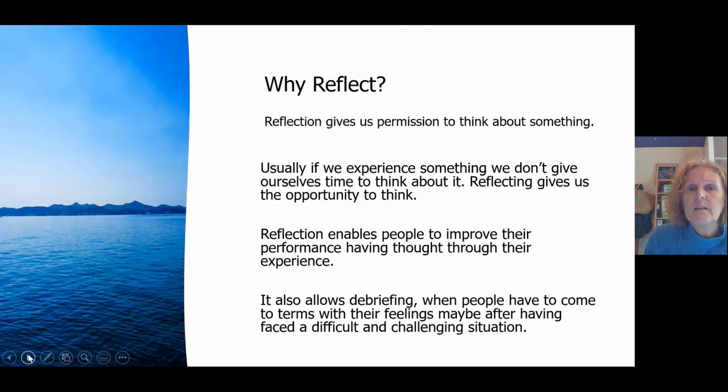So why reflect? Reflection gives us permission to think about something. Usually, if we experience something, we don't give ourselves time to think about it. But doing a reflection gives us the opportunity to think. Reflection enables people to improve their performance, having thought through their experience. It also allows a debriefing when people come to terms with their feelings, maybe after dealing with a difficult or challenging situation.